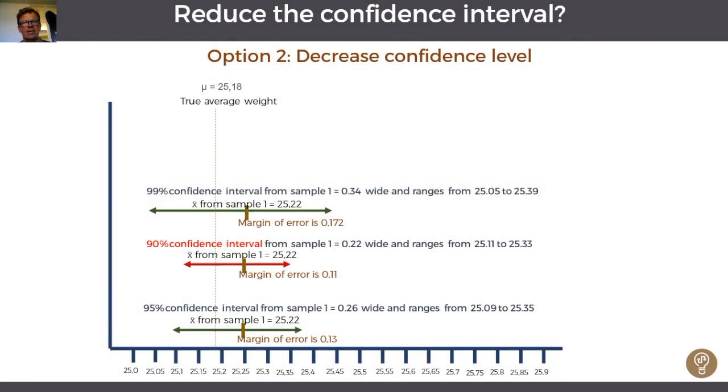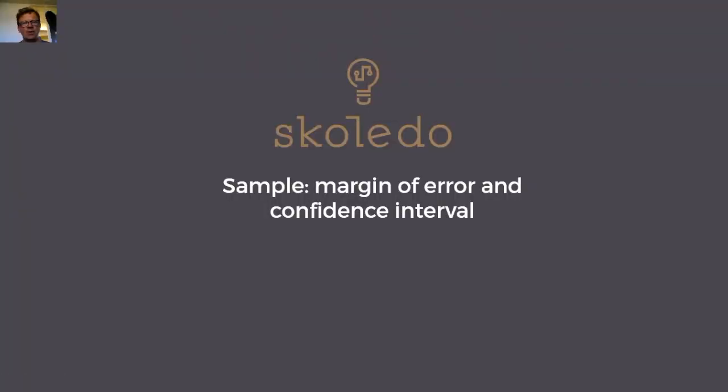All right. Option 2 to decrease the confidence interval is to decrease the confidence level. And you already saw that because you saw what happens when you want a confidence level of 99%. You saw that the interval will be wider. Okay, so now you know what the margin of error is, what the confidence interval is, and how to calculate them.